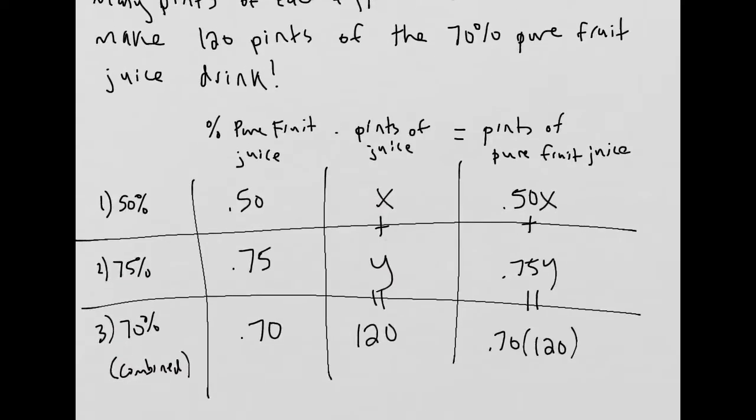And it should make sense that I'm using more of the 75% juice than I'm using of the 50% juice, because if you look at my combined solution, it's closer to the 75% than it is to the 50%. So we used 96 pints of the 75% juice and 24 pints of the 50% juice.